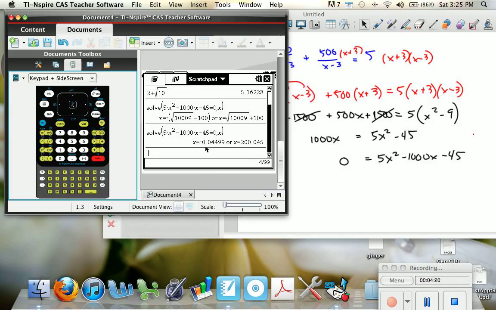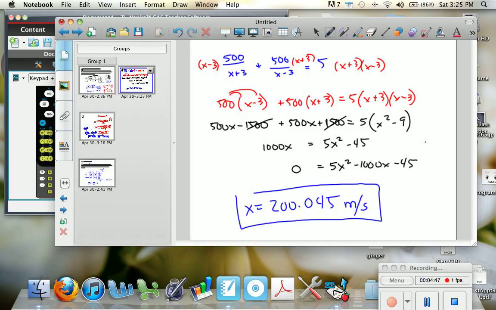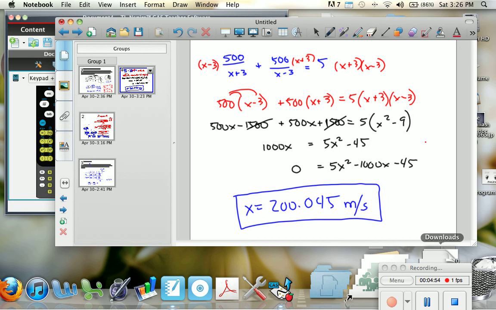Okay, so he's either going a negative speed or 200.045 miles per second, which I think is a little more likely. Don't you? I think so. All right, so x equals 200.045 miles per second. So that's how fast Superman was going in relation to himself. That's pretty fast. All right.